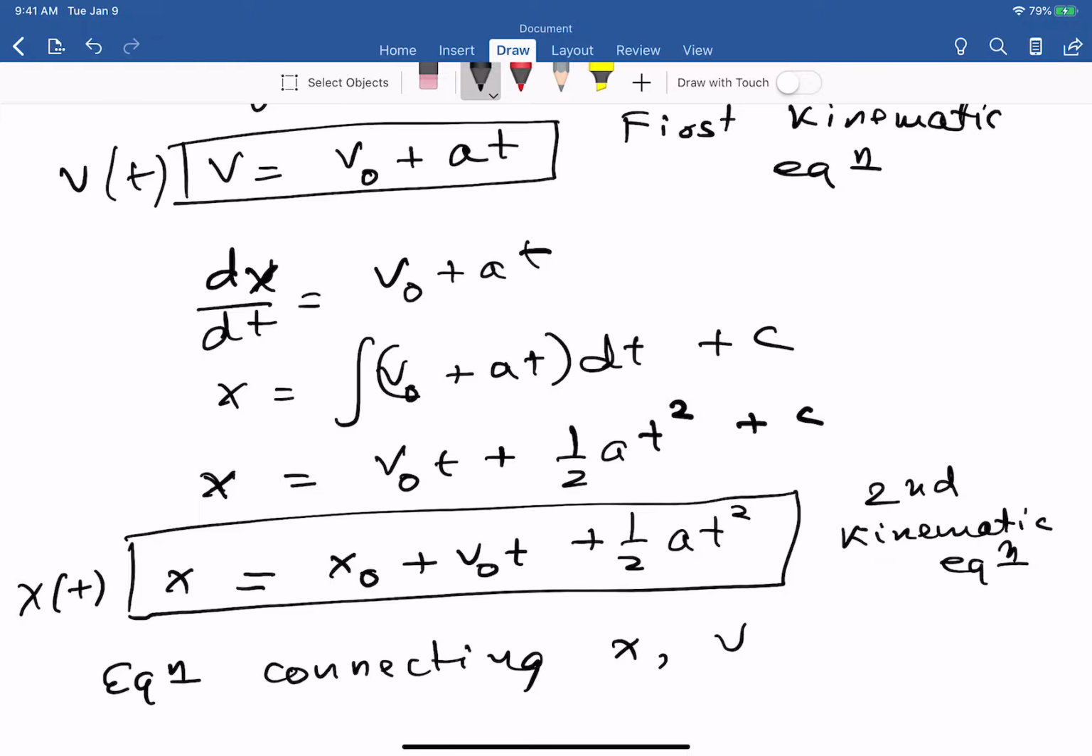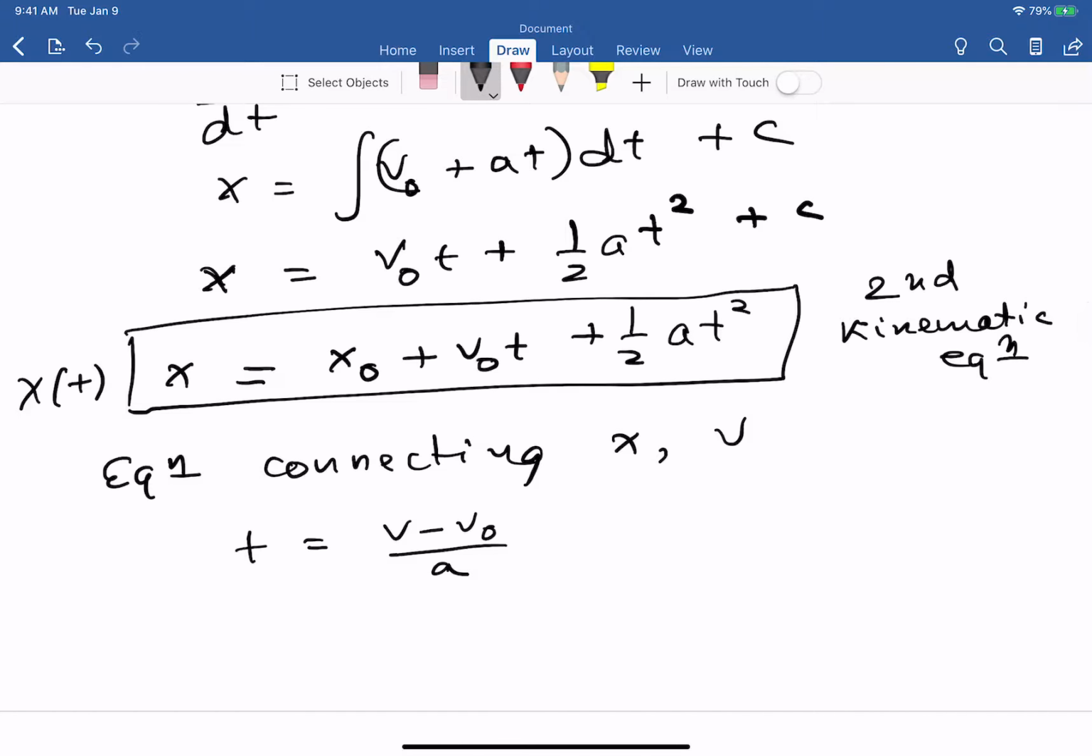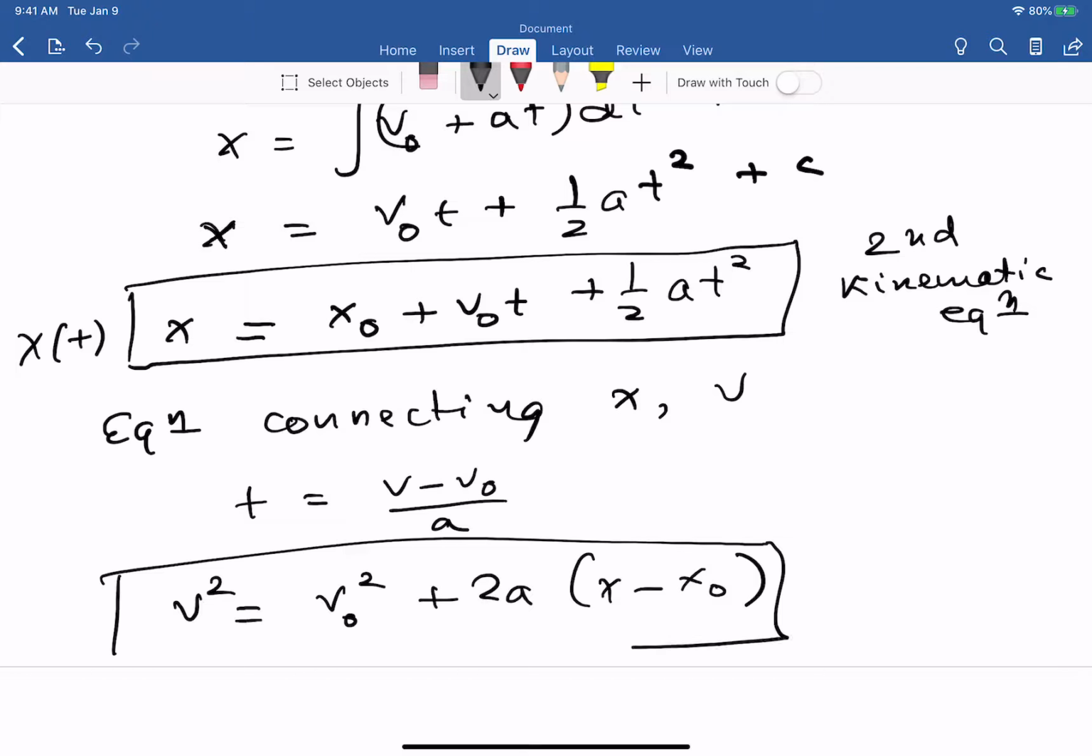I could take the first kinematic equation and isolate t from there. From the first kinematic equation, you see that t is equal to v minus v0 divided by a. Then I can plug that into the second kinematic equation, and I would have an equation in which the t's are all gone and all I have are v's and x's. It's a couple of lines of algebra, and the equation you get is v final squared equals v initial squared plus 2a times x minus x initial. That is called, by me, the third kinematic equation.